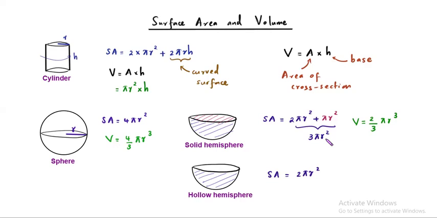But if this hemisphere is a hollow hemisphere, which means it will not have this top, in that case, when you calculate the surface area of the hemisphere, we just divide the surface area of the sphere into 2 and write it as 2 pi r squared, because it does not have this top circular portion. It just has only one curved surface, which is found by using this 2 pi r squared.